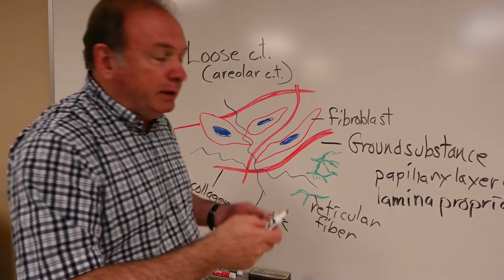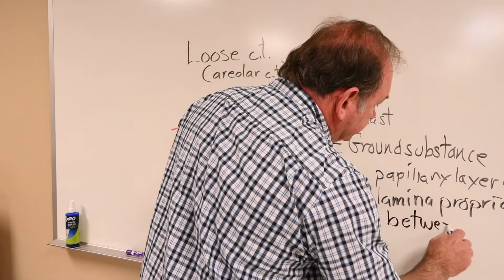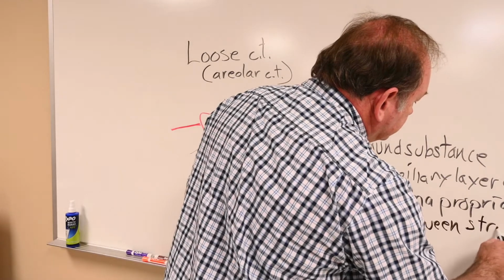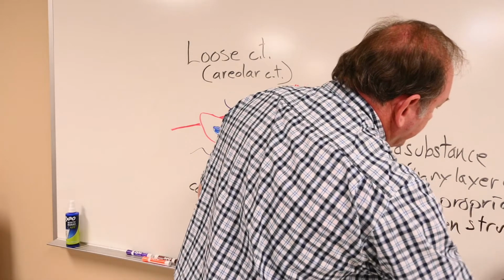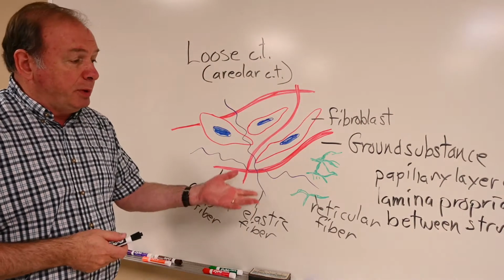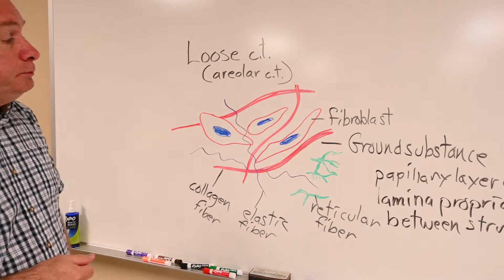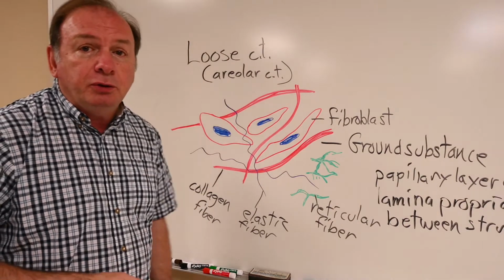And then just filling in between structures. It's often associated with adipose tissue as well, supporting the adipose tissue. So that's loose connective tissue.